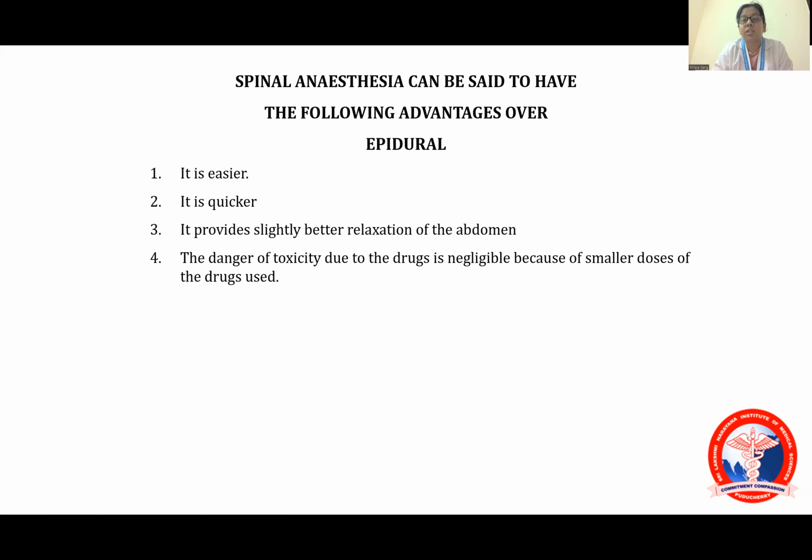Plus, the danger of toxicity to the drugs is negligible in spinal. Why? Because spinal mostly is a single shot technique and smaller doses of drugs are required. Whereas in epidural, a larger volume of local anesthetics is required.